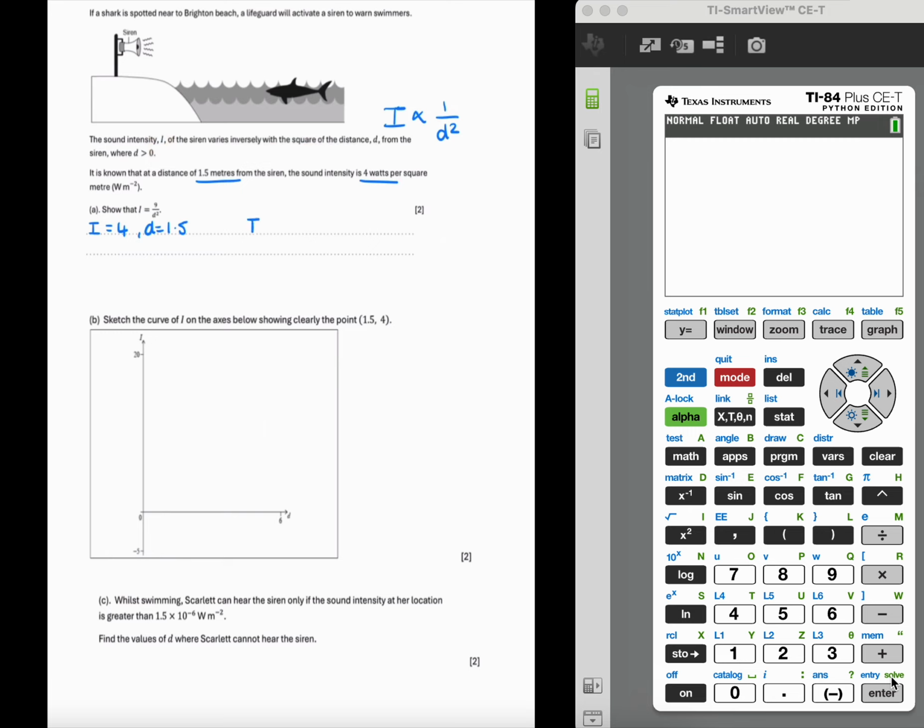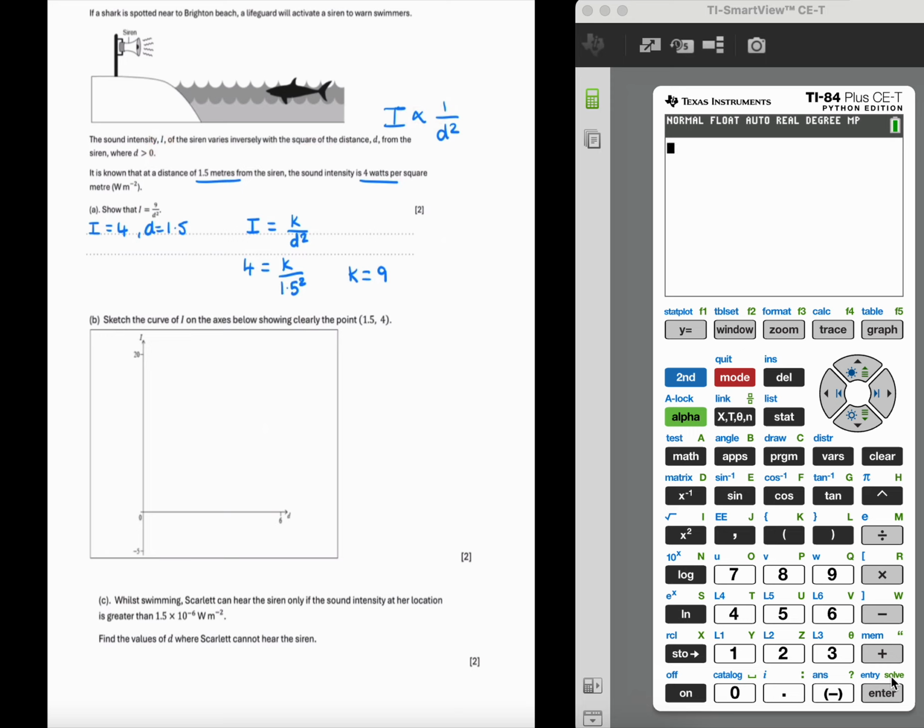So instead of saying I is proportional to, we can replace this with an equation with an unknown that we're trying to find. So we know that I is equal to k over d squared, and we know that when I is 4, d is 1.5. So 4 is equal to k over 1.5 squared. If we use our numeric solver, we can then find that k is equal to 9.